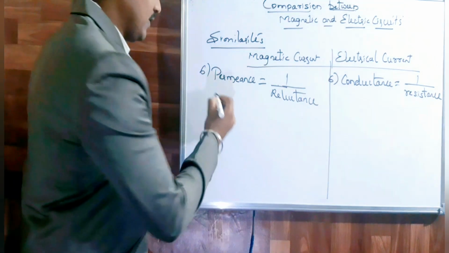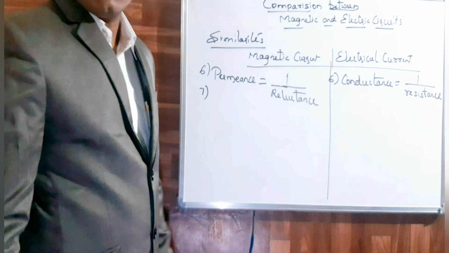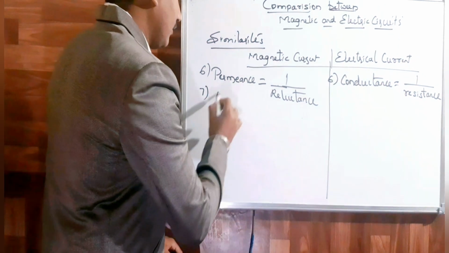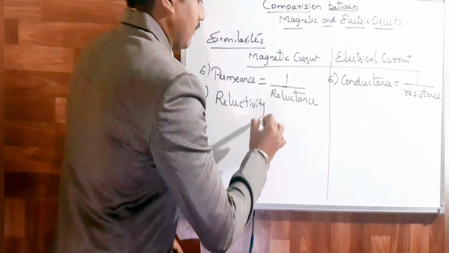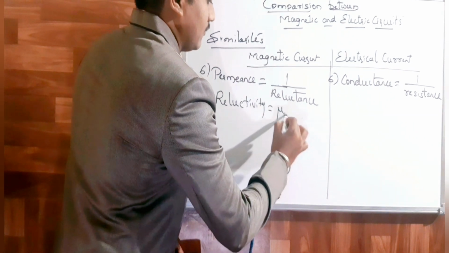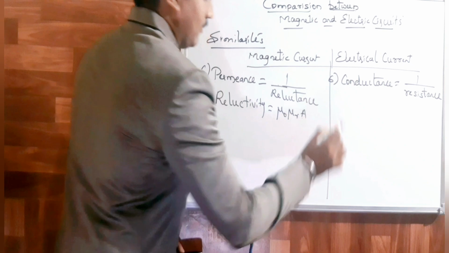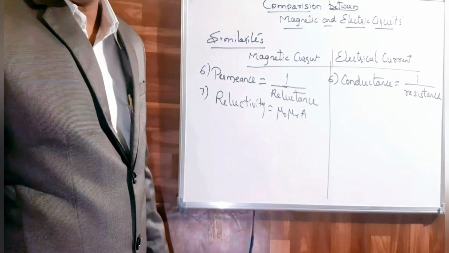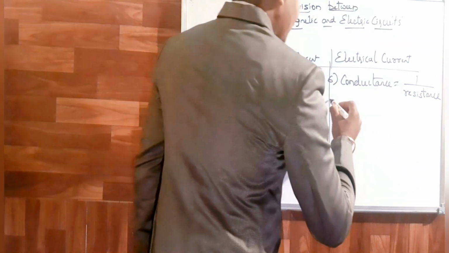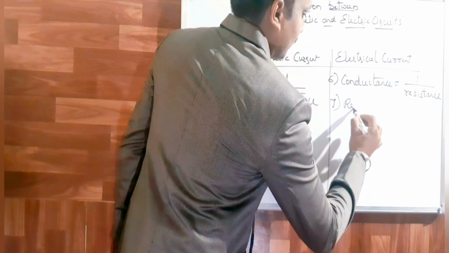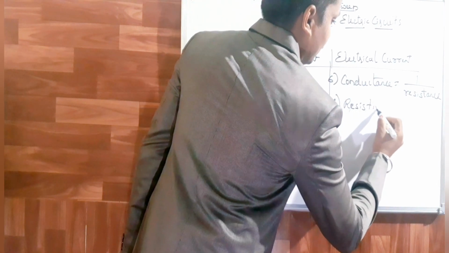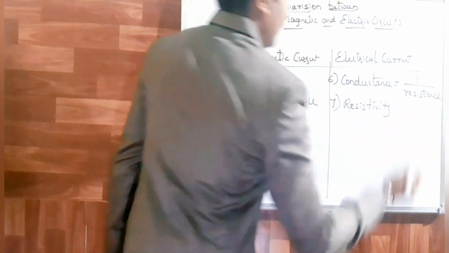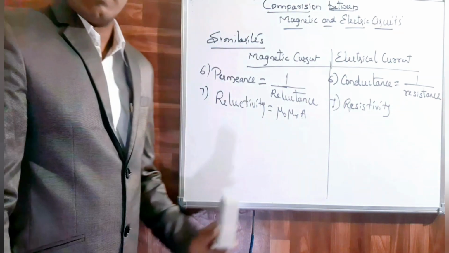The next one we have is reluctivity. Here reluctivity equals mu naught mu r A. And here we have resistivity. So resistivity and reluctivity, right?